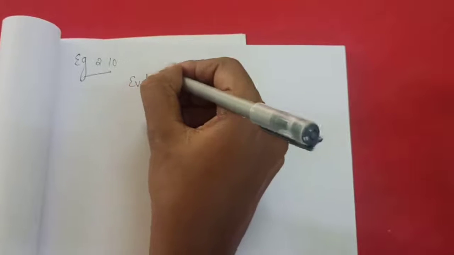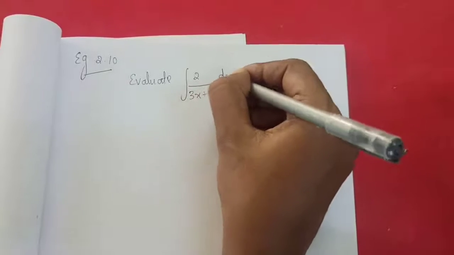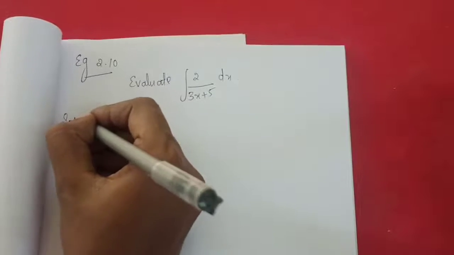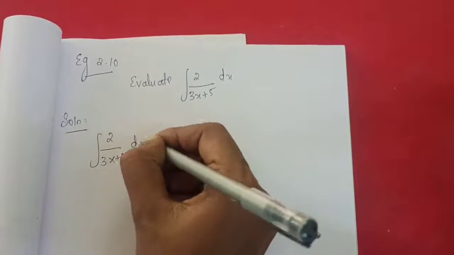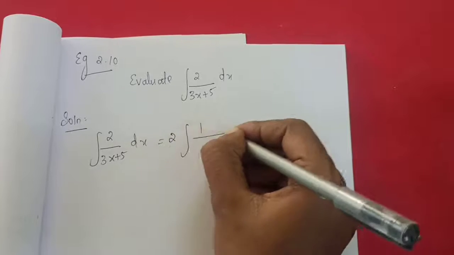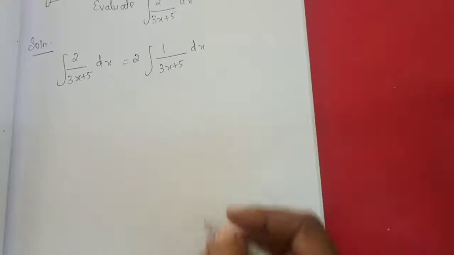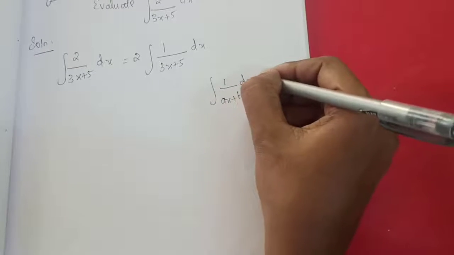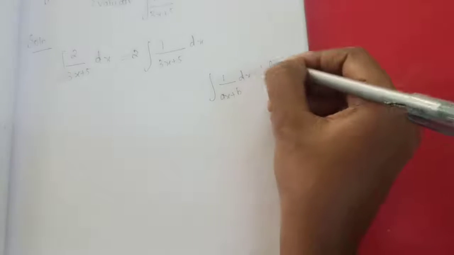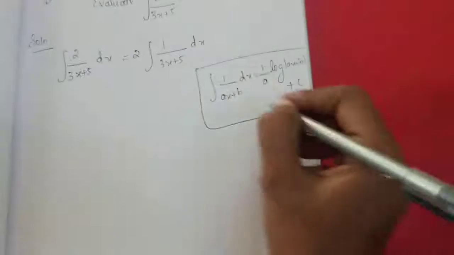Example 2.10. Evaluate the integration of 2 by (3x plus 5) dx. Solution. Integration of 2 by (3x plus 5) dx. So you can take the constant 2 outside: 1 by (3x plus 5) dx. Now we have learned in type 2 formulas, the second formula: integration of 1 by (ax plus b) dx is equal to 1 by a into log of modulus of ax plus b plus c. We are going to use this formula here.